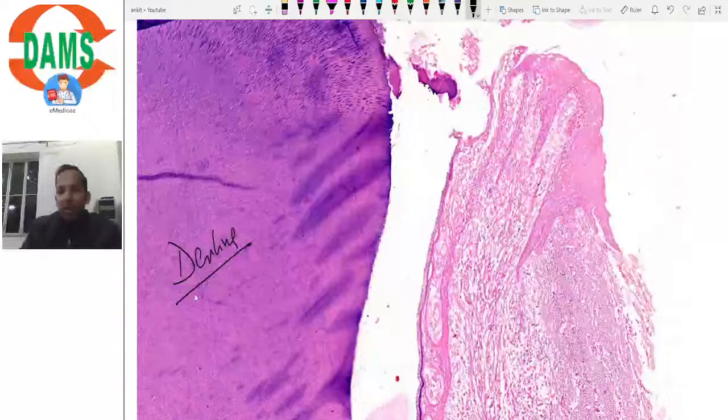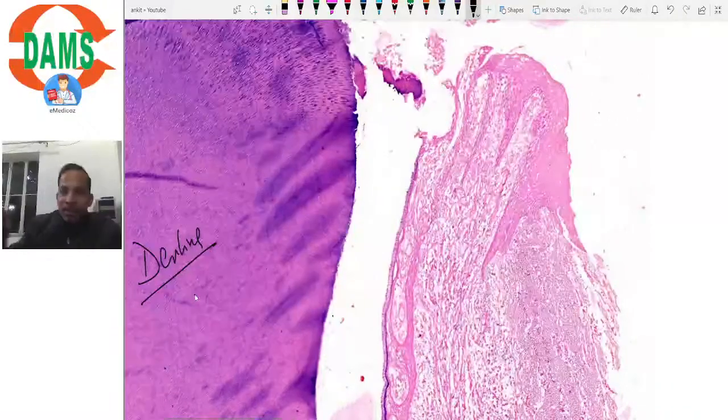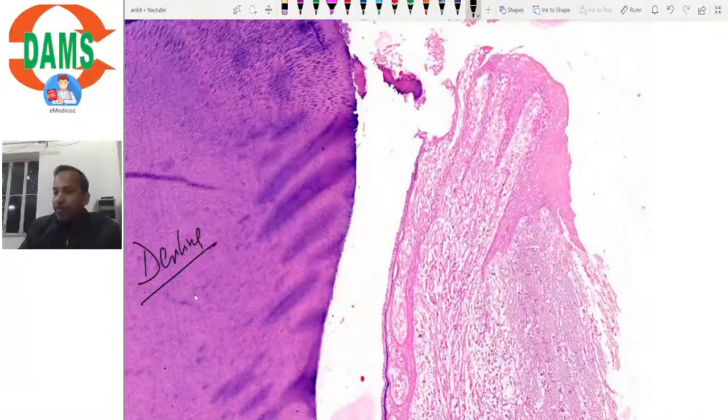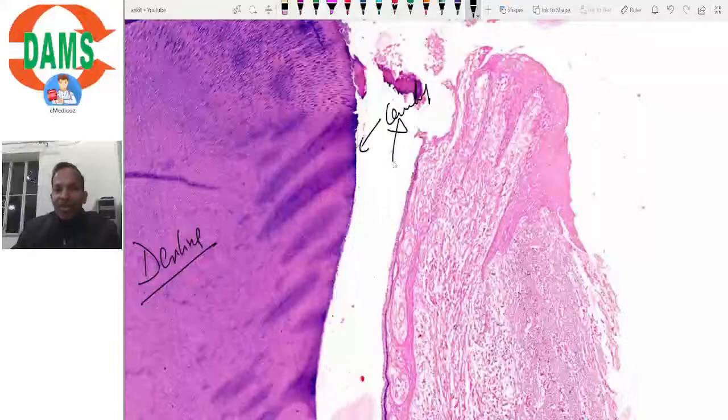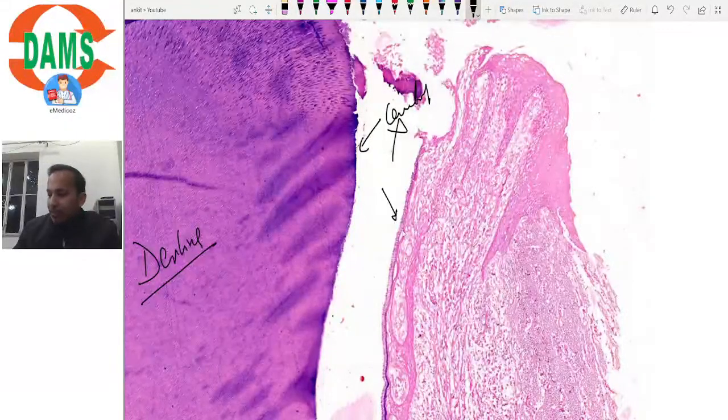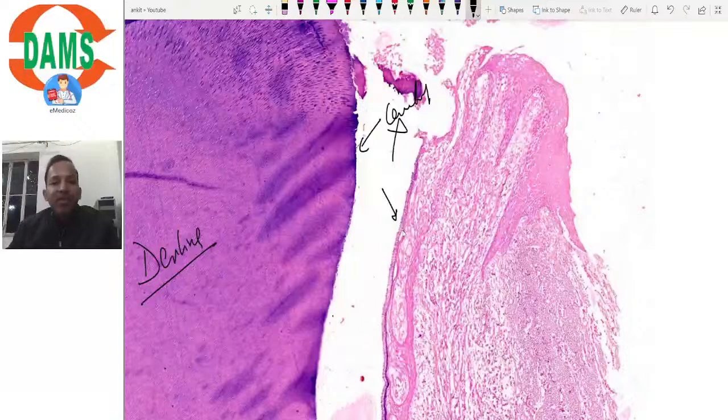But as you can notice, cementum appears to be stripped from this root, isn't it? There is no cementum. Cementum is absent. So where is the cementum? Cementum has actually been stripped and gone with the soft tissue. It is stripped during decalcification. Cementum got stripped and it remains with the soft tissue.